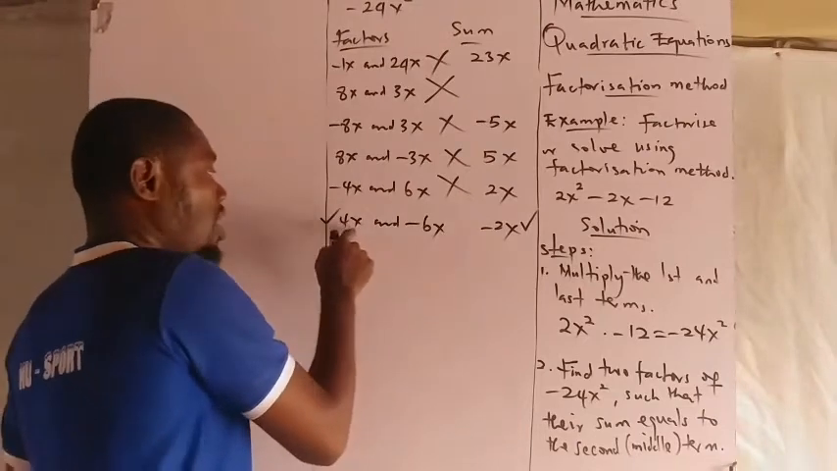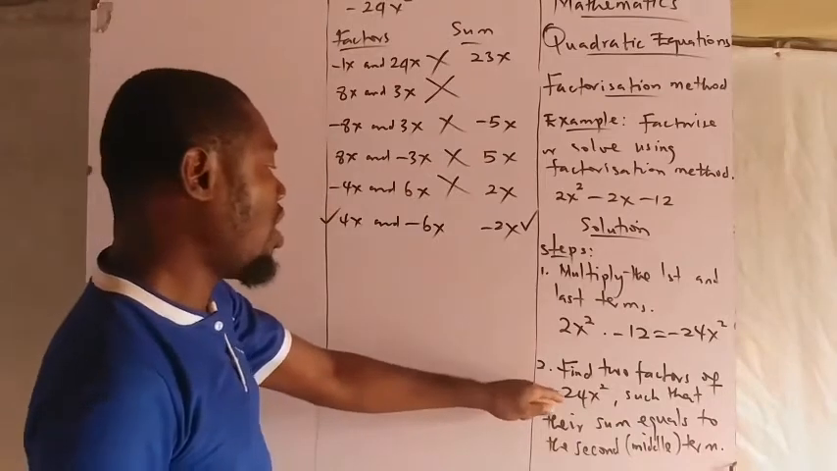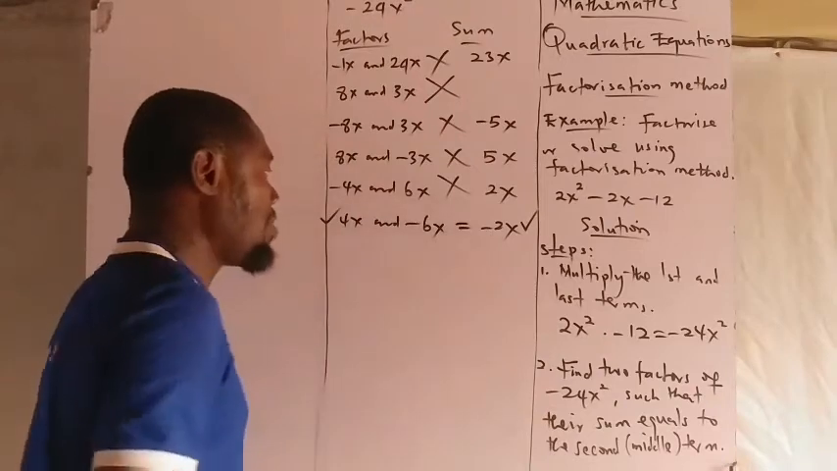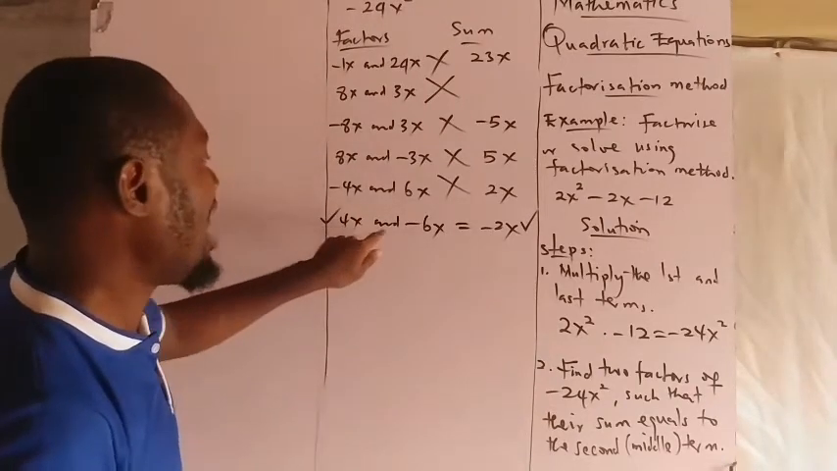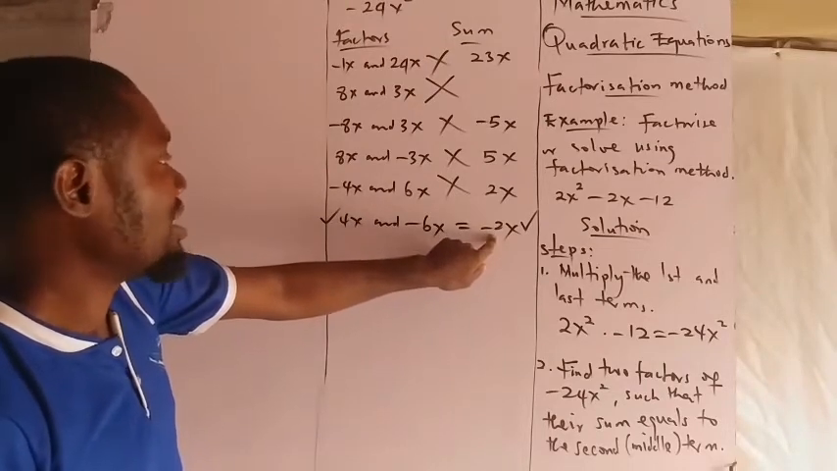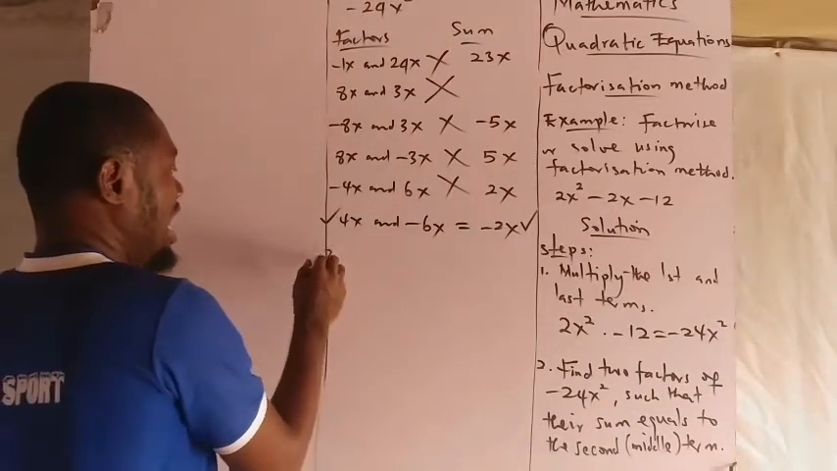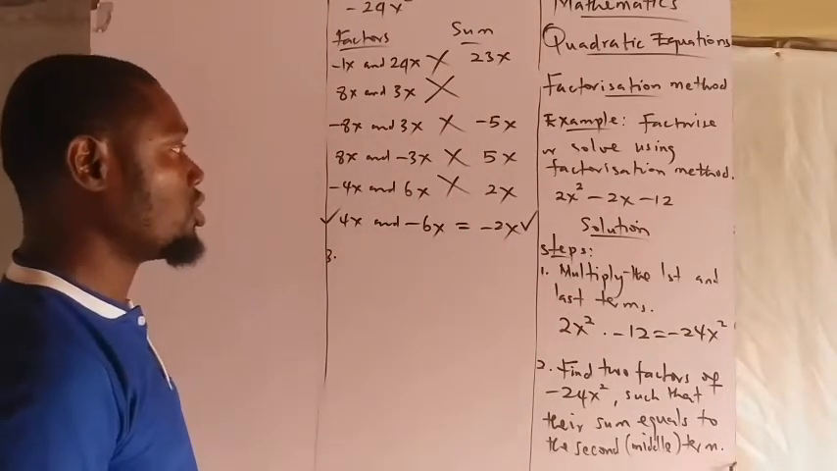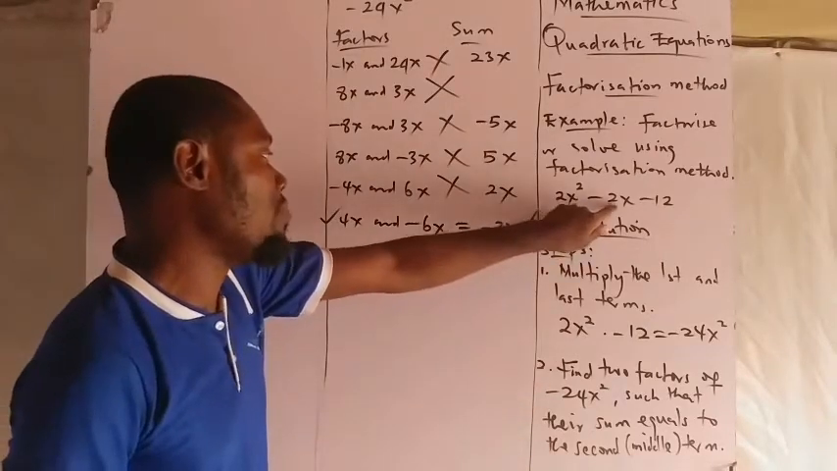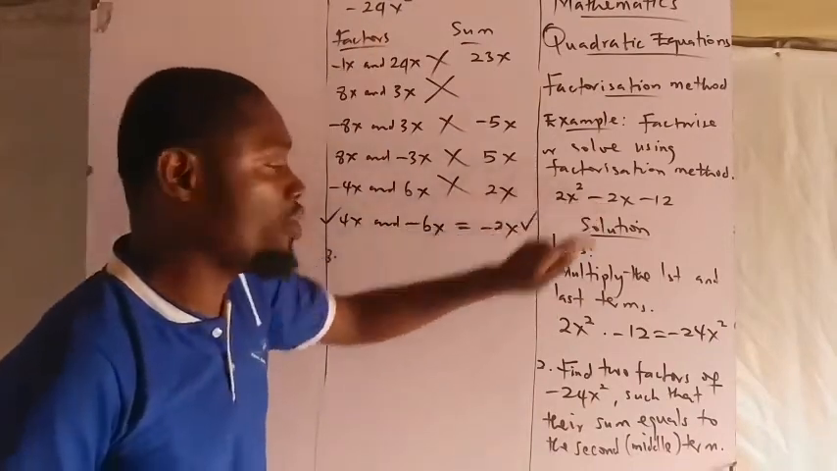So 4x and minus 6x are the two factors of minus 24x. Now the next step is, remember when we added 4x and minus 6x, we got minus 2x, which is the same as the middle value. So now, third step is substitute or replace the middle value or the second value by the two factors of minus 24x squared that you got that gave you minus 2x.